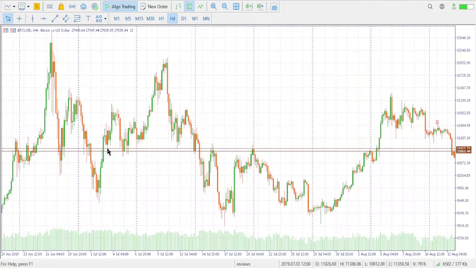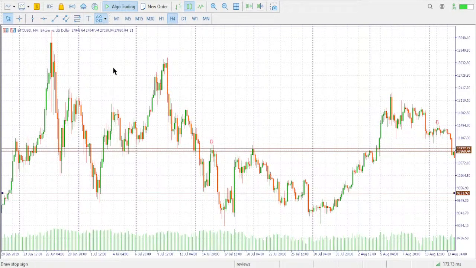So we have a support, we have a support, there is a break below. We have a resistance, we have a resistance. So you took a sell, it hit take profit. You again took a second sell here, it still hit take profit.